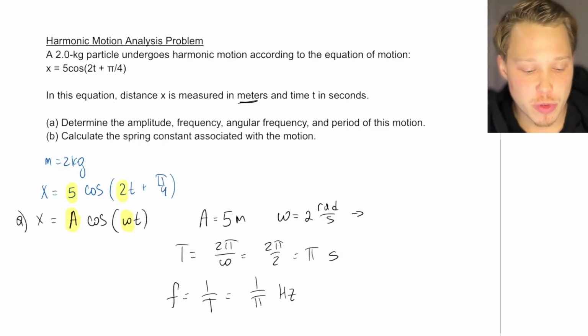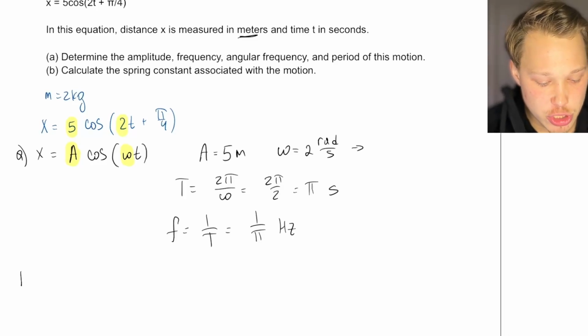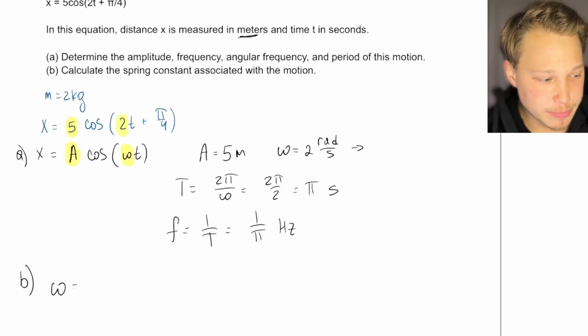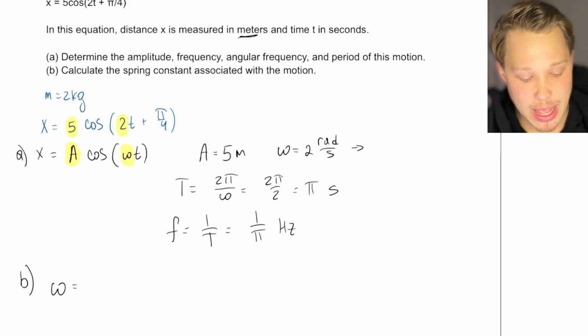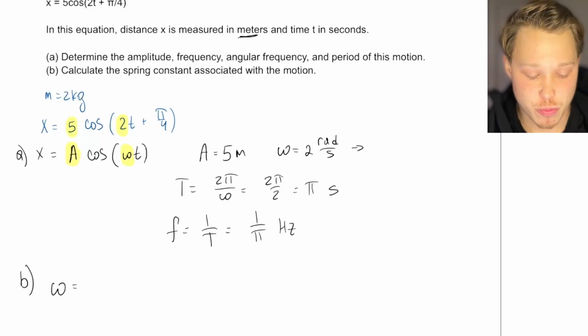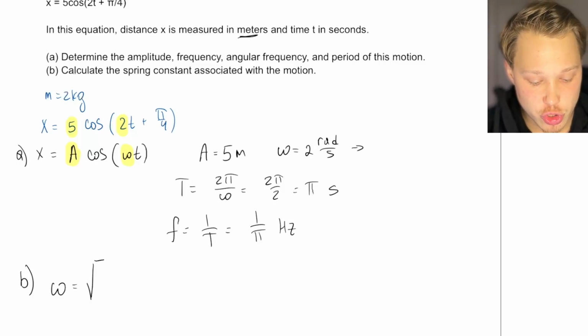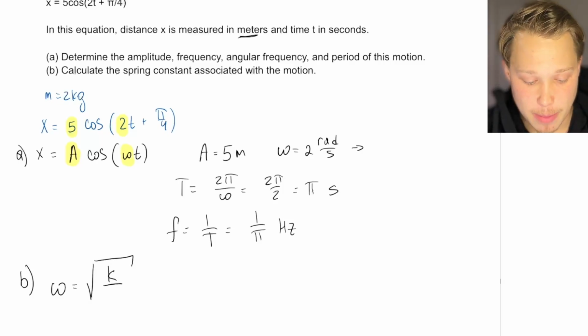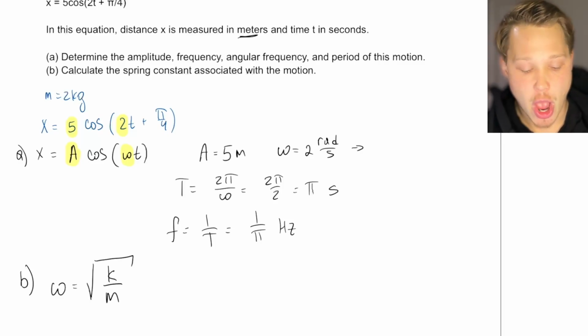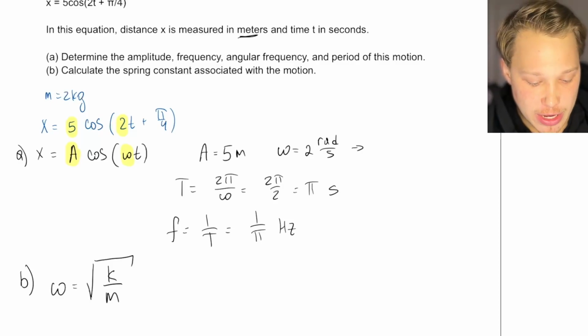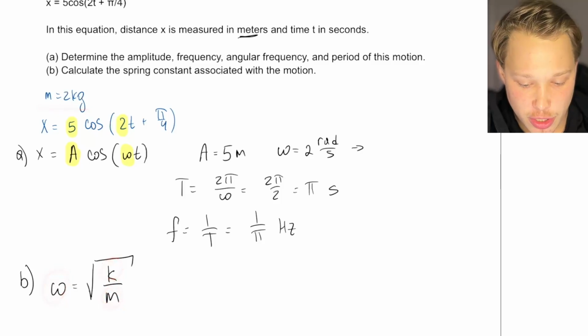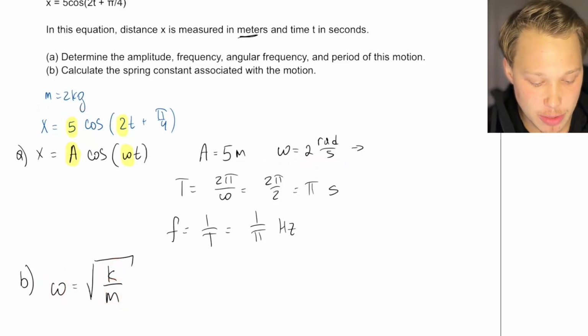So another formula that you will find for simple harmonic motion is the following: omega, which is the angular frequency of the spring, will be equal, I apologize, to square root of k over m, where k is the spring constant and m is the mass that is attached to the spring. So what we need to find here is k, because we know the mass is 2 kilograms and omega, as we found, is 2 radians per second. So let me plug everything in.